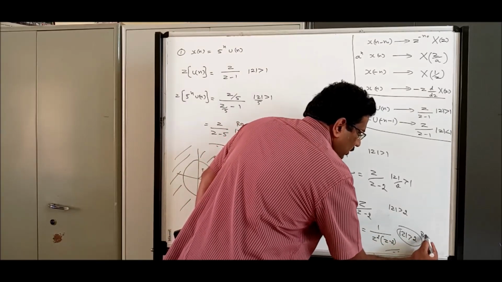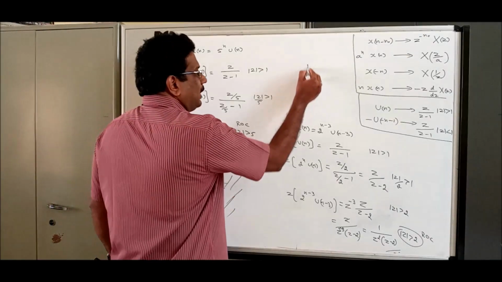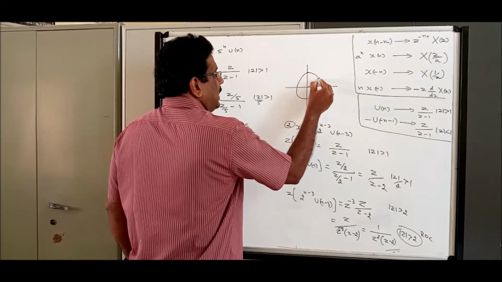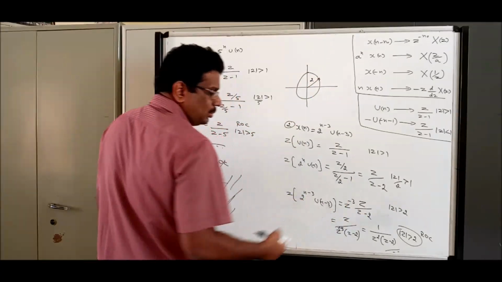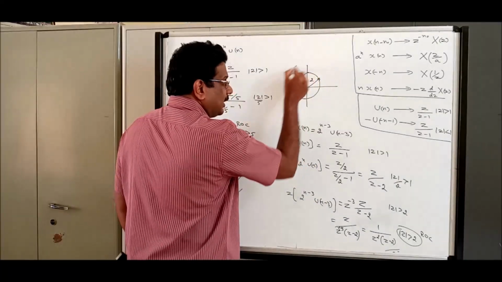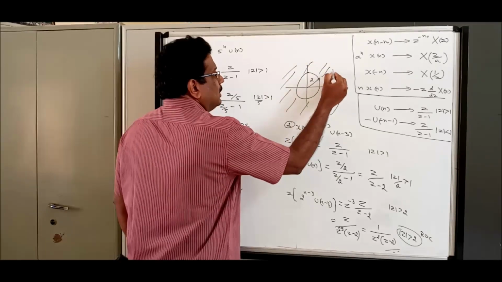This is your ROC. We have to plot this as well, so please remember, we have to plot this. Let me plot it here. Draw the circle whose radius is 2, that is, at number 2. Now what does the ROC say? Greater than, which means outside. This is your ROC.